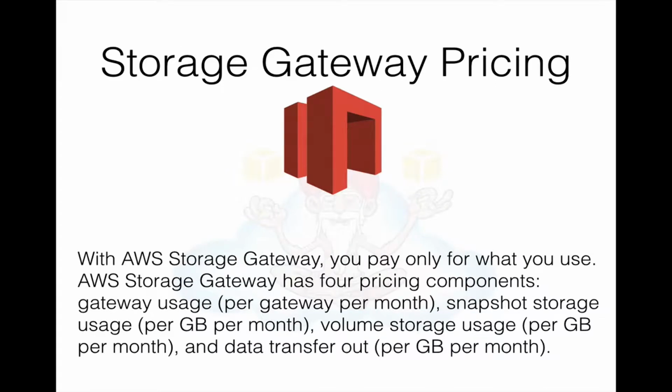Okay, so we'll just look at pricing. With AWS Storage Gateway, you pay only for what you use. AWS Storage Gateway has 4 pricing components. It's your gateway usage, so the number of gateways you're using per month, your snapshot storage usage, which is priced per gig per month, the volume storage usage per gig per month, and then data transfer out, which is on a per gig basis.